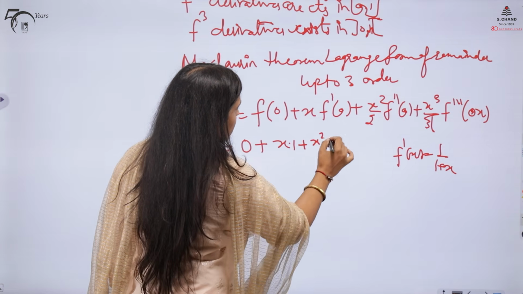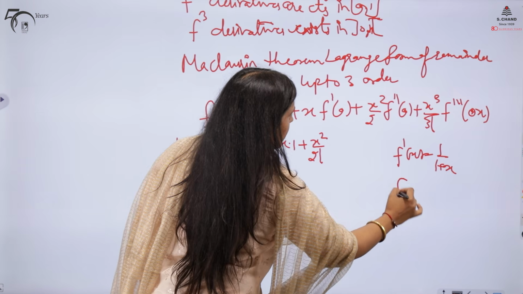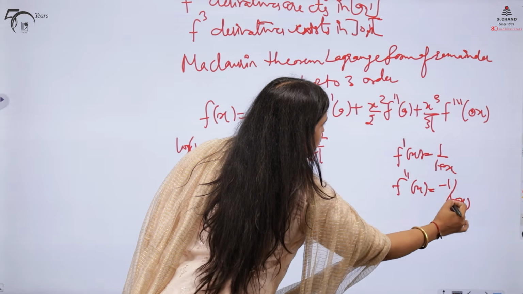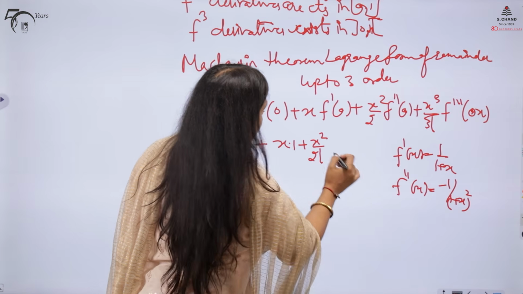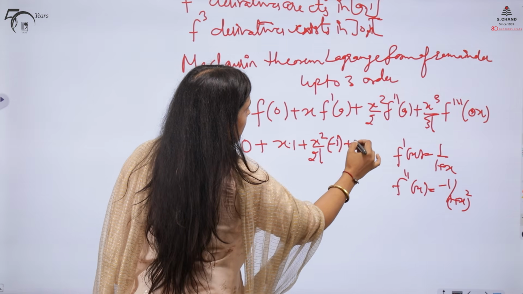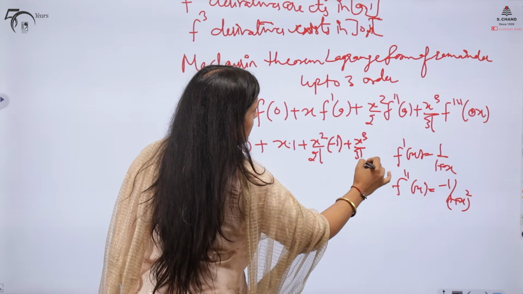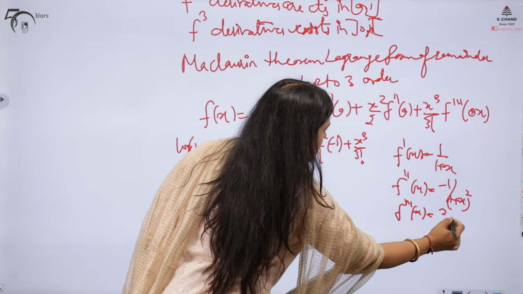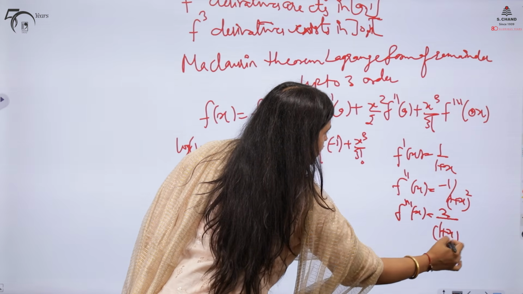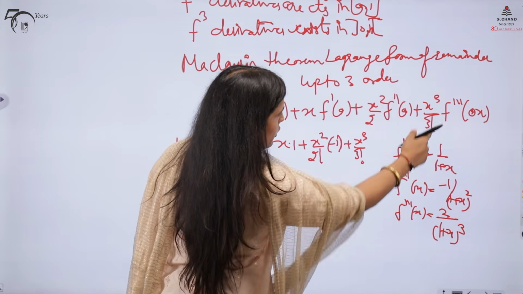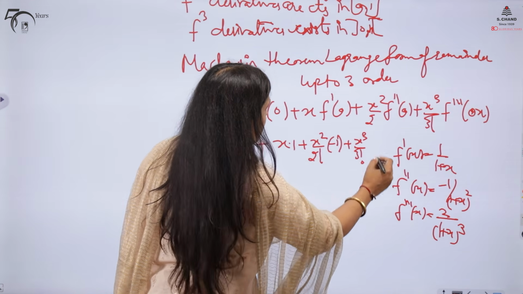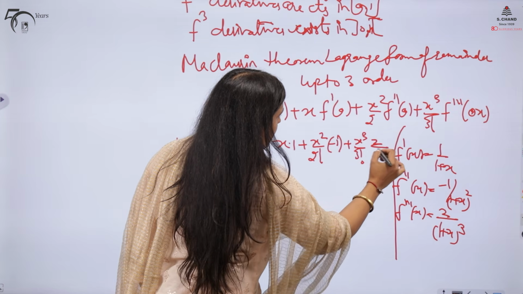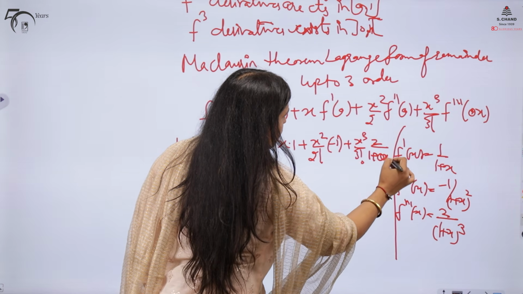Then coming to the second derivative, what was it? It was minus 1 upon 1 plus x whole square. Substitute here also, so it will give you minus 1. And now the last derivative, the third derivative. What was the third derivative? It was 2 upon 1 plus x whole cube. So, instead of theta, you will be putting theta x. What will it give you? 2 upon 1 plus theta x whole cube.